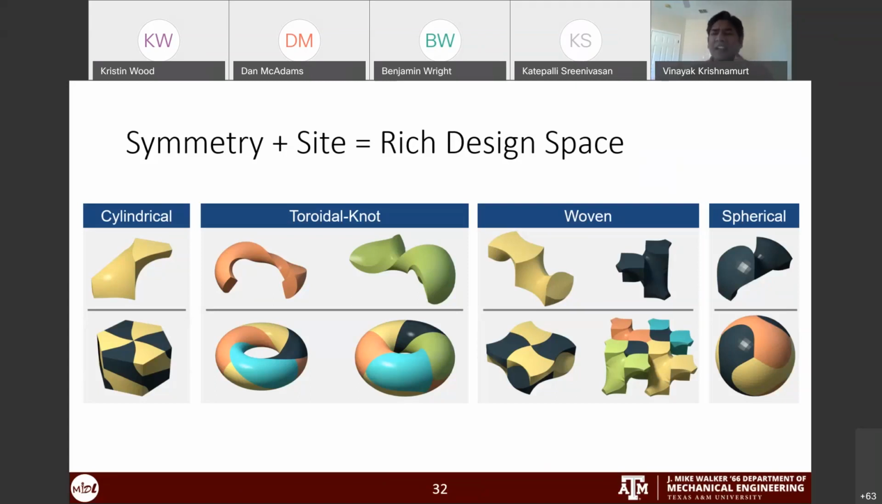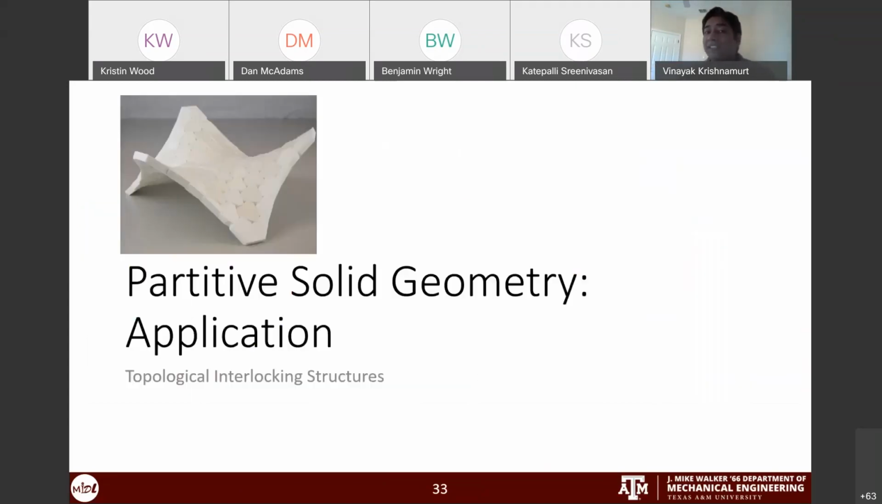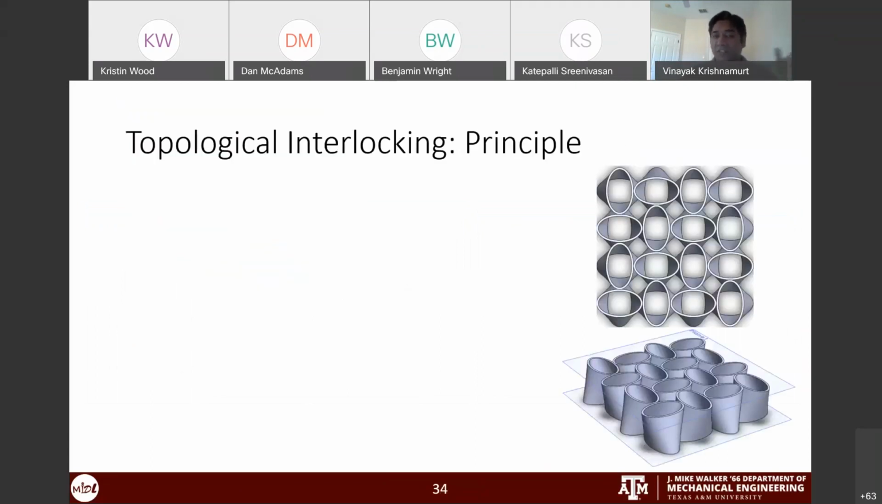Okay, so you can partition any domain that you want if you know what your site looks like and how it is arranged in space, which is the symmetry aspect. Okay, so let's look at one application of where this kind of a geometric modeling scheme could be applied. And here I'm going to present an example on topologically interlocking structures.